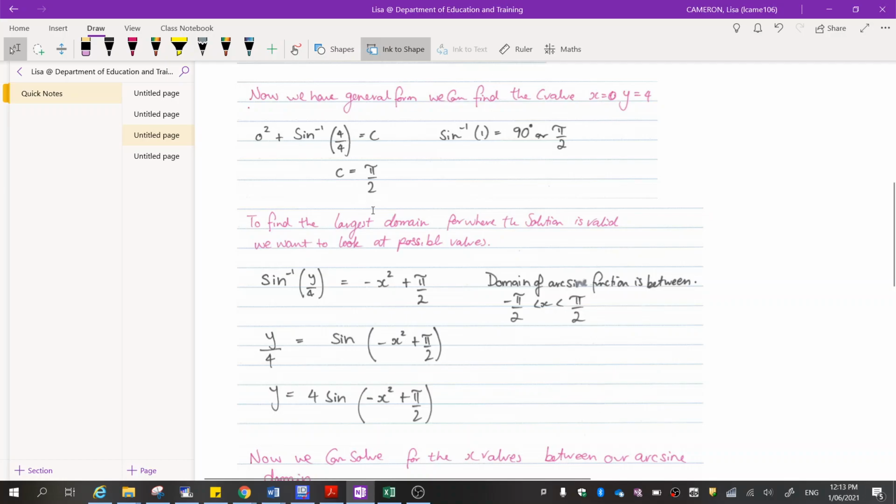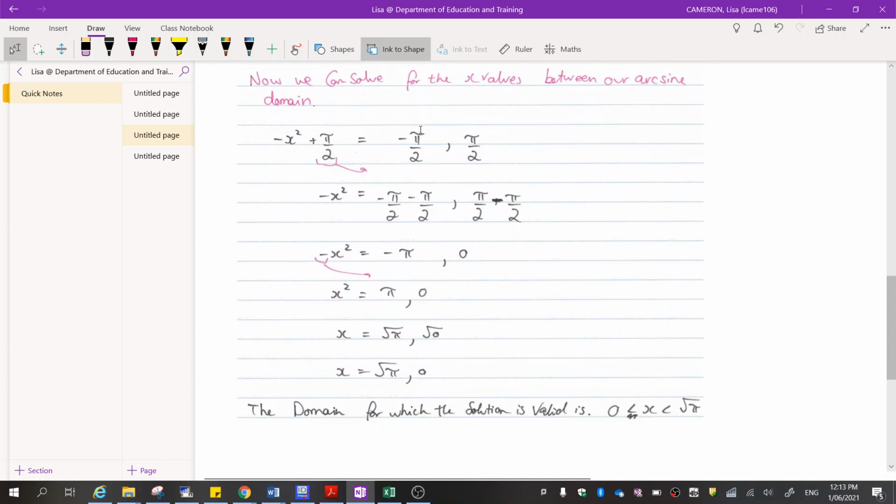Okay, so the last part of this question is to find the largest domain for where the solution is valid, and we want to look at those possible values. Now, one of the first things that we have to recall is that our arcsine functions have a set domain of possible answers. So for an arcsine function, that domain falls between negative pi on 2 to pi on 2. So once I've got that, all I'm doing is rearranging my equation. So now I'm taking the sine across, and I'm going to take the 4 across, and that gives me this form down here.